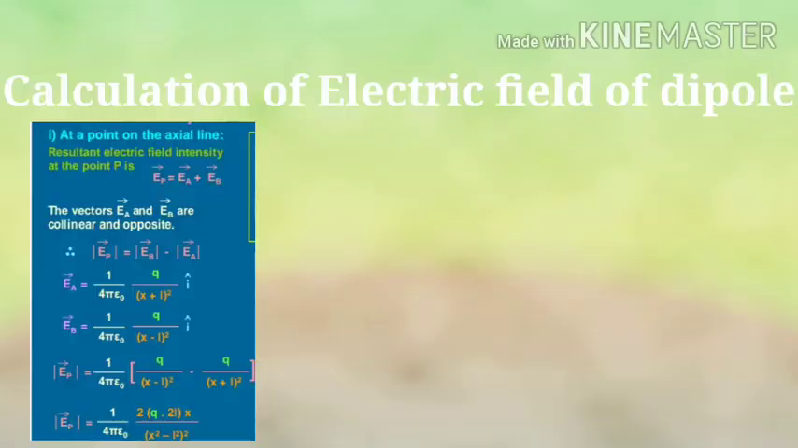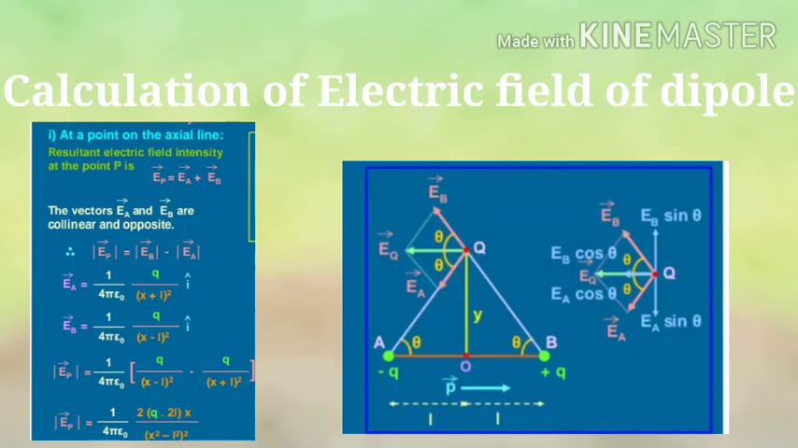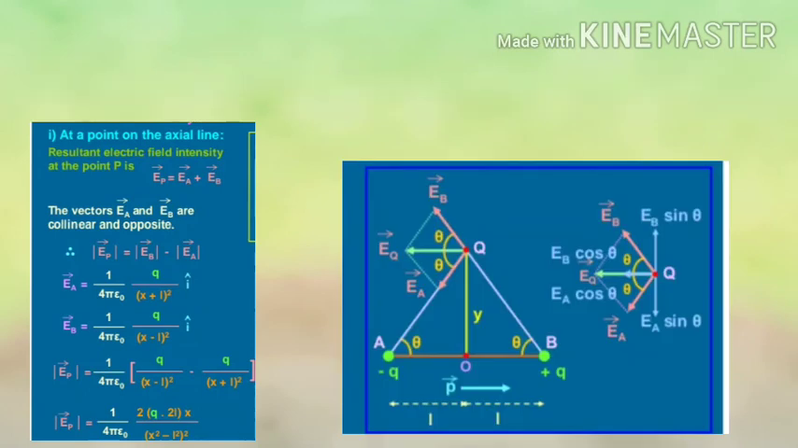Now, we will calculate at a point on the equatorial line. According to the figure, there are two equal and opposite charges situated at A and B at a distance of 2L. We have to find the electric field at a point Q at a distance y from the center. The resultant electric field intensity at the point Q is EQ equal to EA vector plus EB vector. The vectors EA and EB are acting at an angle 2 theta.